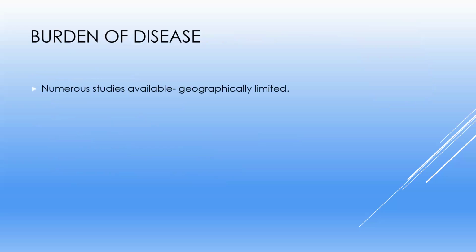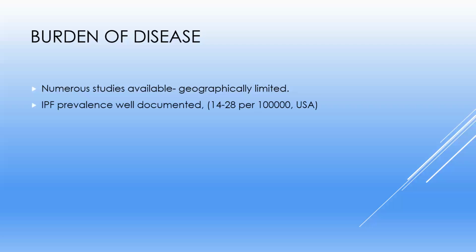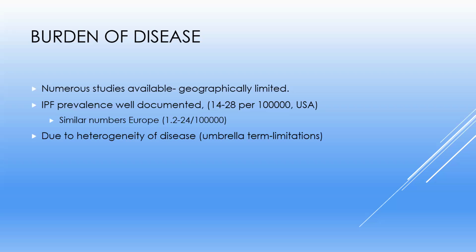Moving on, we're going to talk about the burden of disease. There's numerous studies available, but in general, they are geographically limited. The other important point is due to the heterogeneous nature of the disease, it's difficult to basically give exact statistics. But IPF, which is part of your IIPs, is generally well documented, around 14 to 28 per 100,000 in the States, similar numbers observed in Europe.